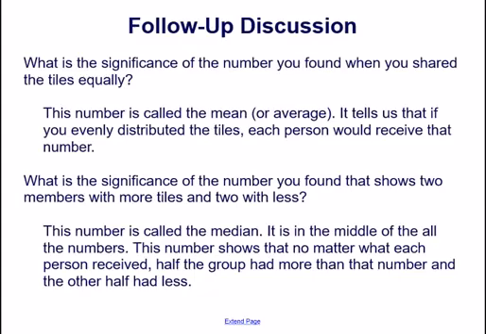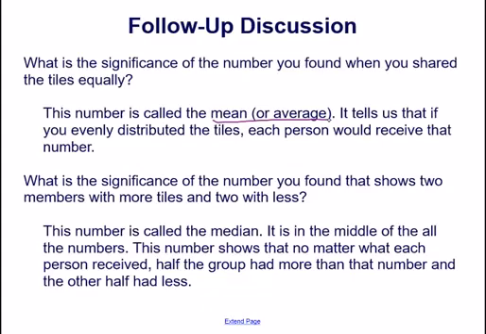Now, there are two pieces of significant information you can follow up with after that activity. The first is, what was the significance of the number you found when you shared the tiles equally? That number is called the mean or average. It tells us that if you evenly distributed the tiles, each person would receive that same amount.